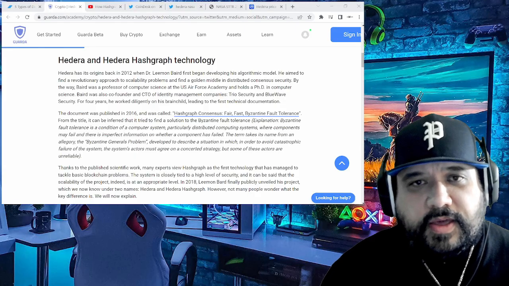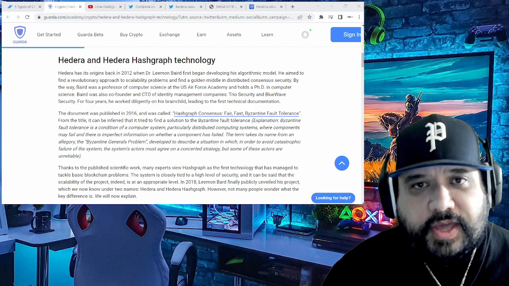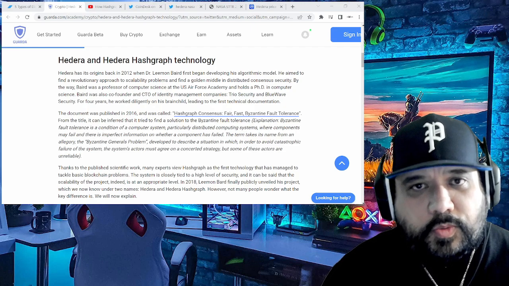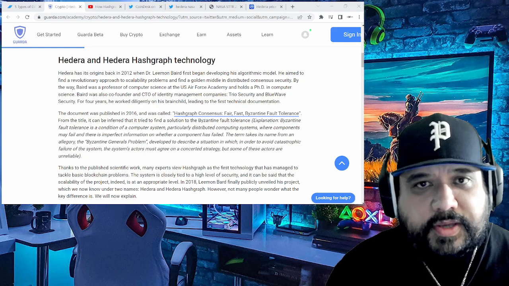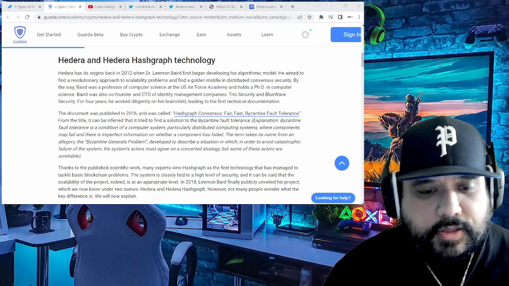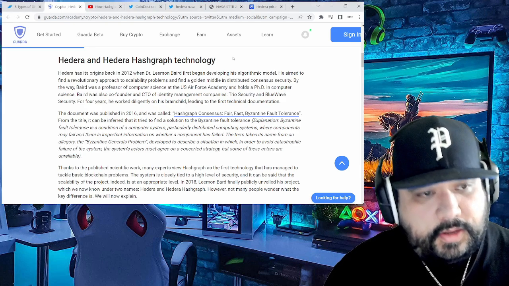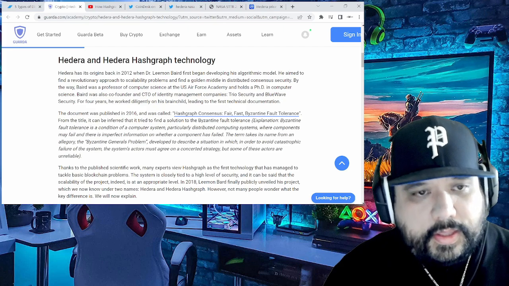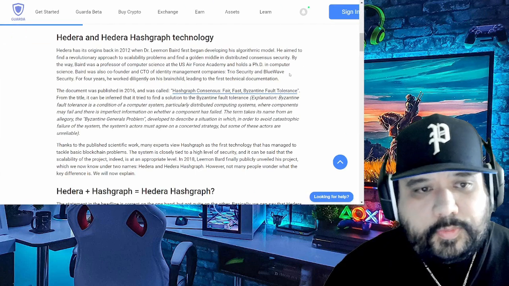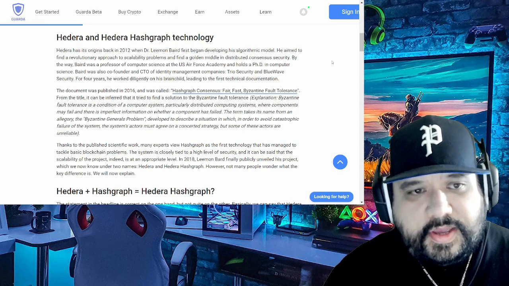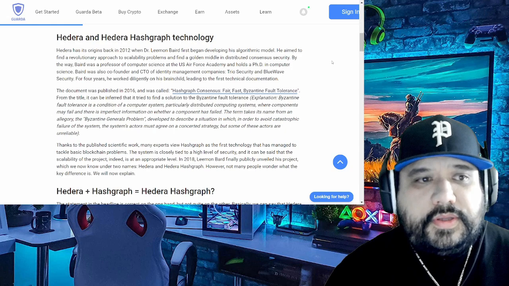All right, now that we have an idea of how the hash graph works, let's jump into what we have outlined for you guys in regards to the origins of just that, Hedera. So check this out, and this is from a particular site called Warda. I'm gonna try to blow it up just a little bit more for you guys. But look at this. It says Hedera and Hedera Hashgraph technology.